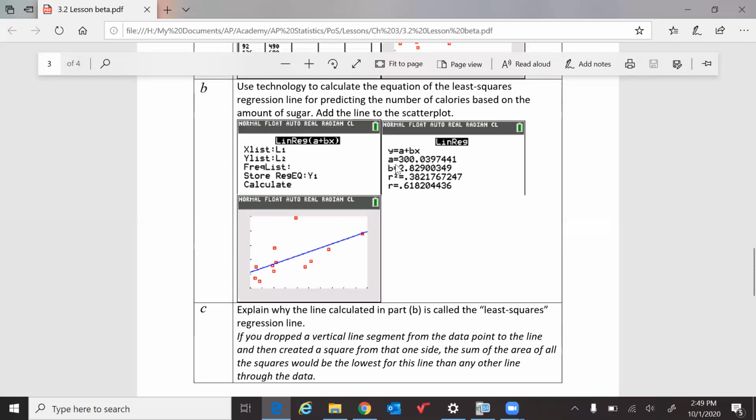Now what? You see in the output, you don't get S. You don't get the standard deviation of the Y values. You do get R squared. So my interpretation of this problem is 38% of the change in the calories can be attributed to the change in the sugar. That's a big deal. Interpreting R squared.